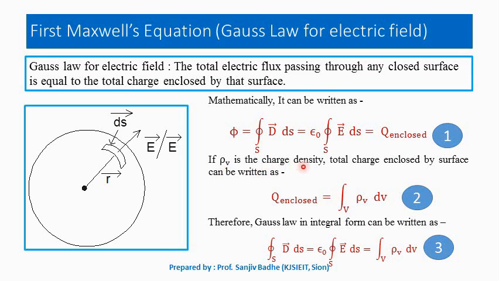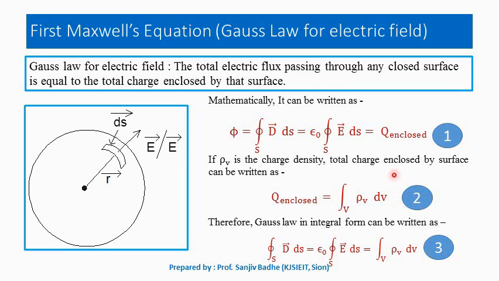Now if rho v is the charge density, that means rho v is the charge per unit volume, we can write the total charge enclosed by the surface also as volume integral of rho v dv. Rho v is the charge density, so charge per unit volume. So if we integrate it over entire volume, we will get total charge. So equation 1, according to Gauss law, is giving us the total charge enclosed by the surface, and equation number 2 is also giving us the total charge enclosed within that volume bound by that particular surface.